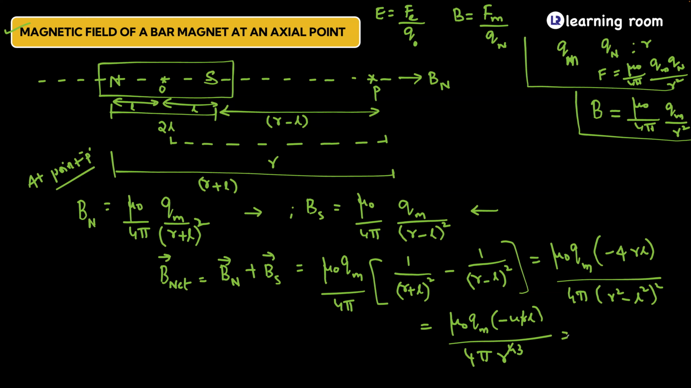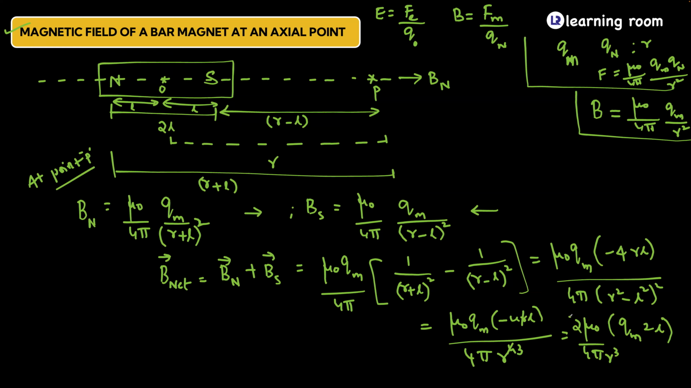Now what I will do is, can I write this as mu naught divided by 4 pi R cube into 2 into Qm into 2L? Can I write it like this? So this 4 I broke as 2 into 2. One of the 2s I combined with this and the other 2 I combined here. So what is the Qm into 2L going to be?